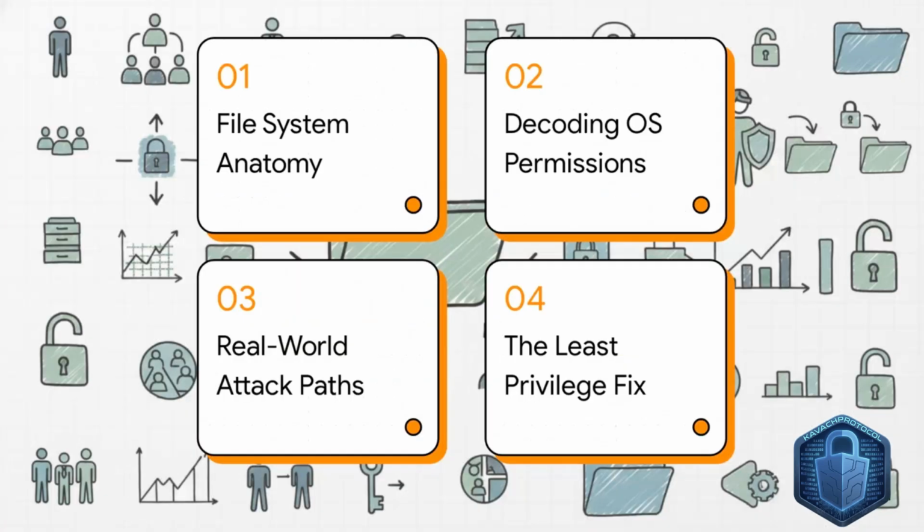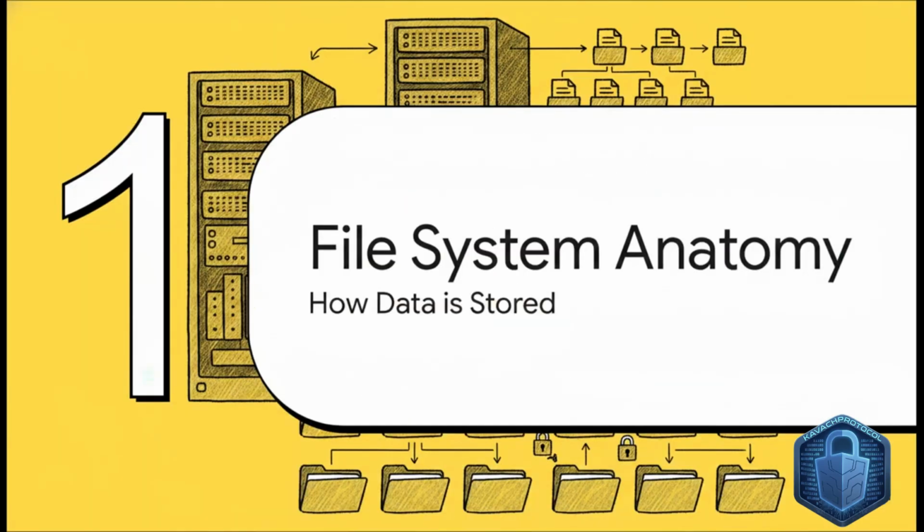All right, here is our roadmap for today. First, we'll cover the anatomy of file systems. Second, we'll decode OS file permissions. Third, we'll walk through real-world attack paths. And finally, we'll break down the least privilege solution. Starting off with Section 1, Anatomy of File Systems.